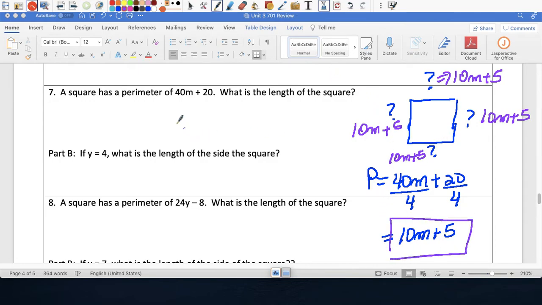Now, we're going to write 10M plus 5. This should be M. I don't know why they put a Y there, so that should be an M. So if M equals 4, we're going to substitute. We get 10 times 4 plus 5. 10 times 4 is 40. Plus 5 equals 45.